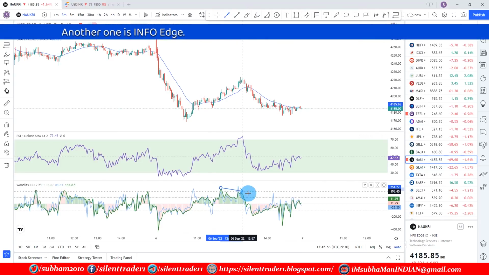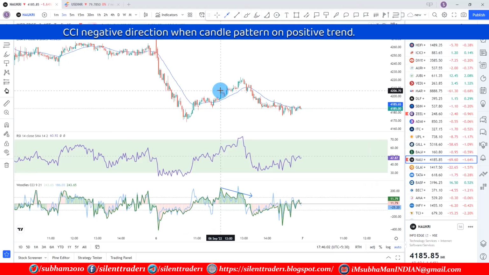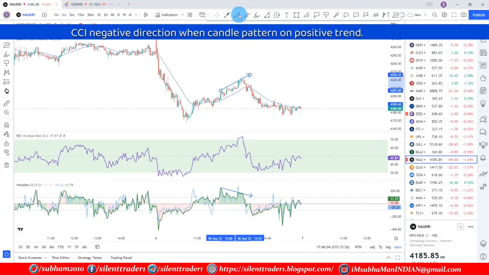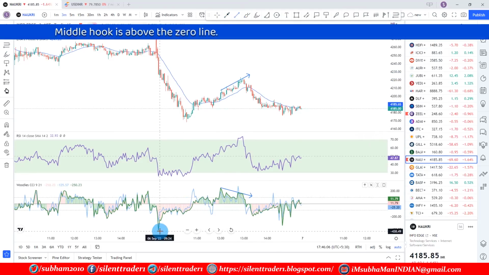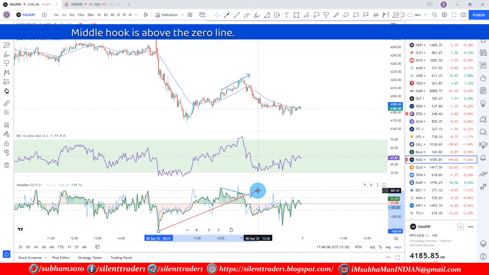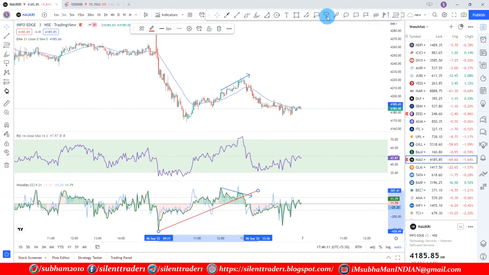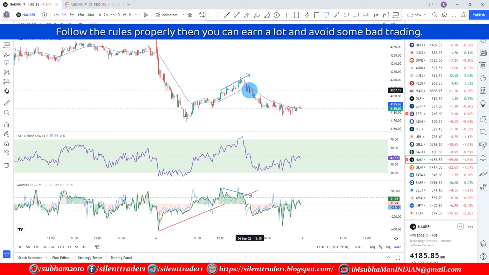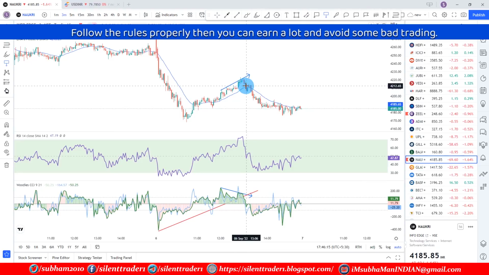Another one is Info Edge. CCI shows a negative direction when the candle pattern is in a positive trend. The middle hook is above the zero line. And it's gone. If you follow the rules properly, then you can earn a lot and avoid some bad trading.